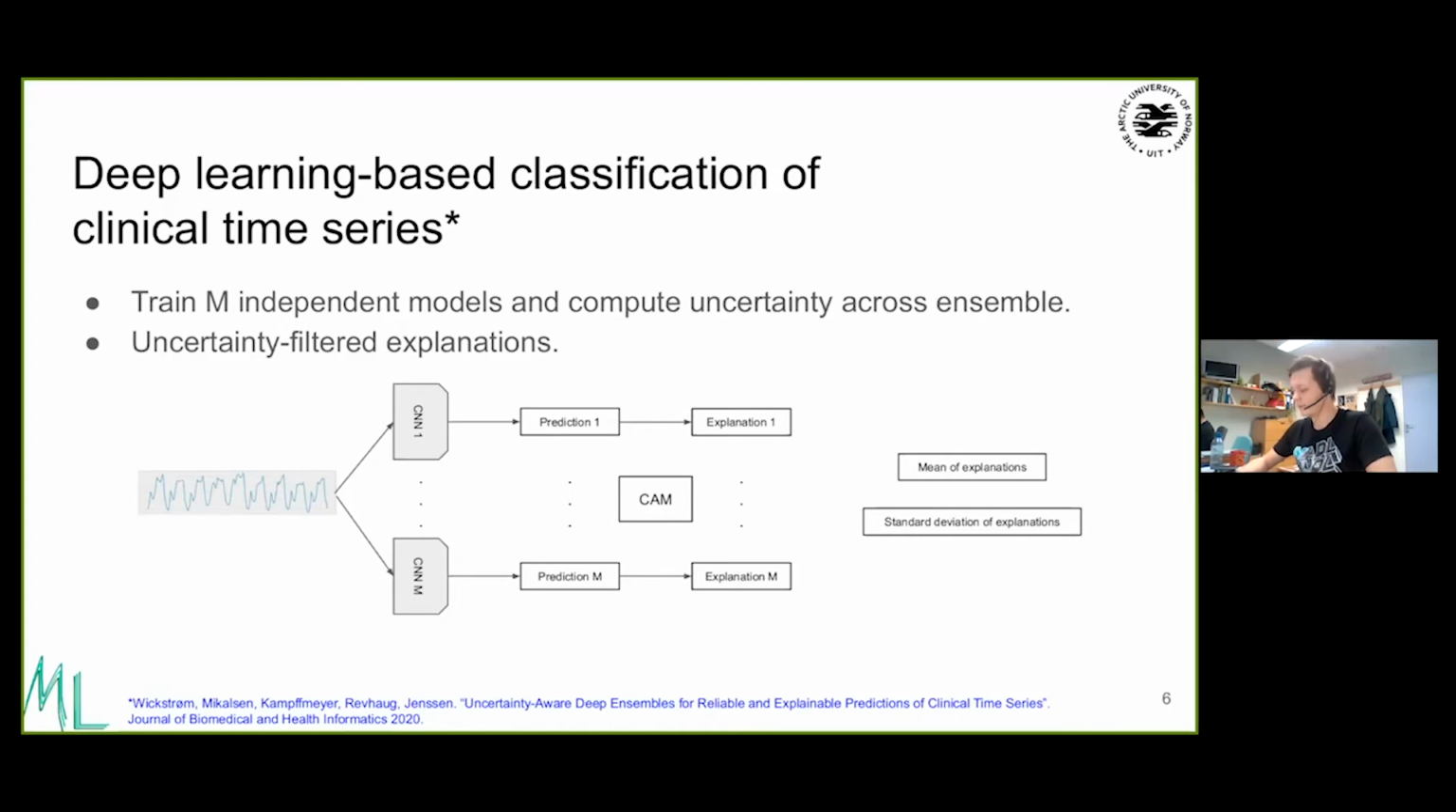So for instance, if you have a time step that's indicated as being very important, but also has a high uncertainty, that means that maybe one or two of the models in the ensemble think this is an important time step, but the others don't agree. But in the case that you have a time step that's relevant, but has a low uncertainty, that means that all the models in the ensemble agree that this is an important time step.